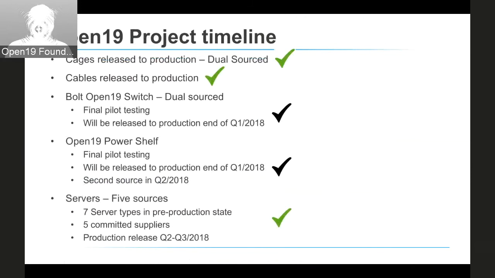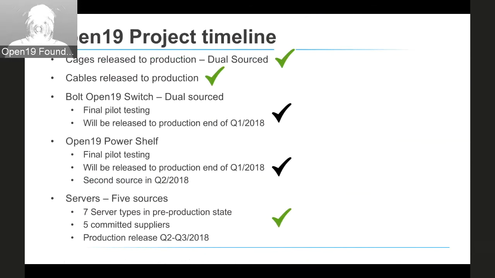So if we look at the timeline, all the cages have been released to production, both the 8RU and the 12RU. The 8RU is in final testing. It will go to production very soon. All the cables have been released to production. The only thing we're doing on them right now is cosmetics. We're trying to make them a little bit more beautiful.